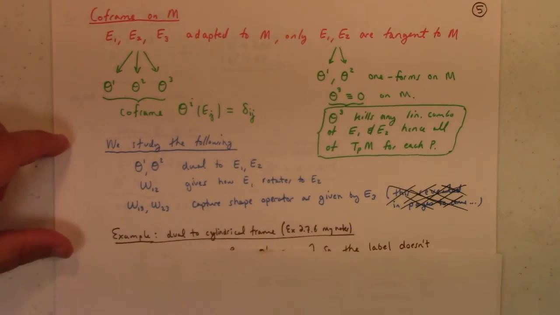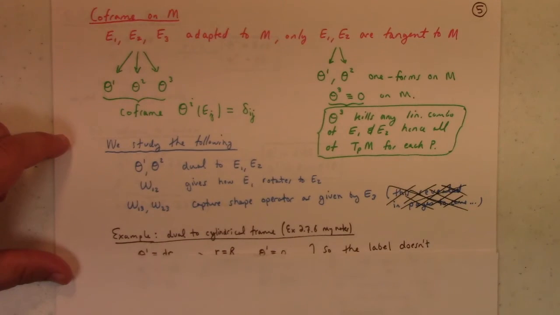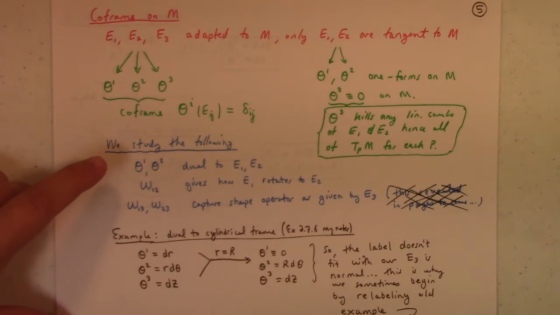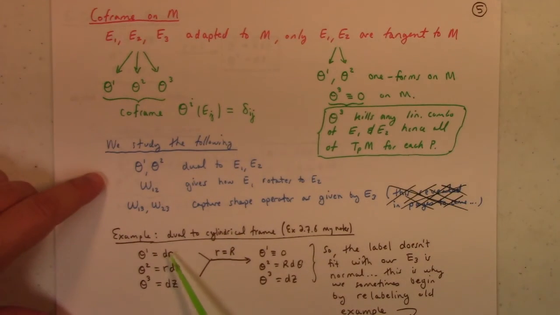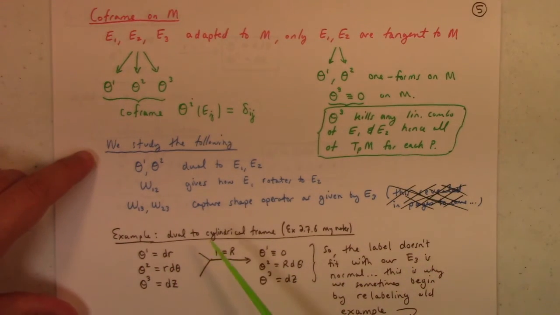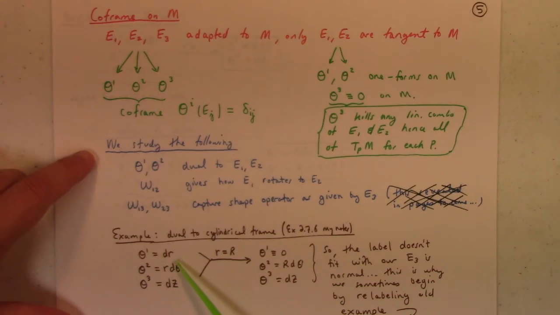Sadness. All right, so an example. Dual to the cylindrical frame, I have theta 1 is dr, theta 2 is r d theta, theta 3 is dz. If I look at r equals R, that gives me theta 1 is 0, theta 2 is R d theta, and theta 3 is dz. Well, that's lovely, but now theta 1 is identically 0, and theta 3 is not. The reason this happened is because my E3 wasn't the normal. My E1 was the normal.